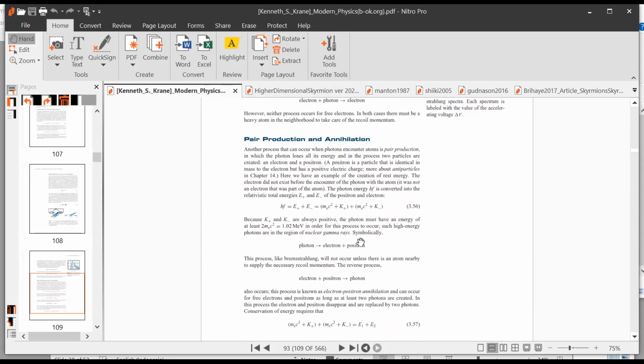Also, we have pair production. So we could use a photon to produce an electron and also a positron.